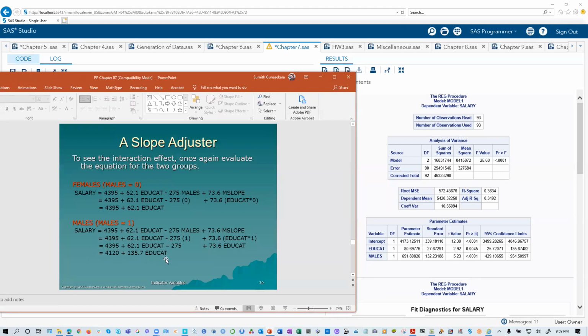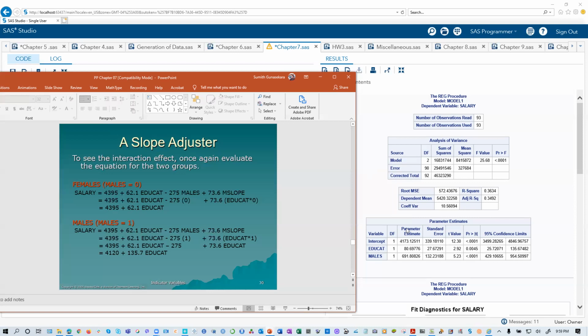I have two things, education and the males. Let's say that, okay, but we can do something like that. Here we don't see it. In order for us to see, if you put the 0 for the females, you're going to have 4173, and then education 1 is going to be 80. You don't see that.